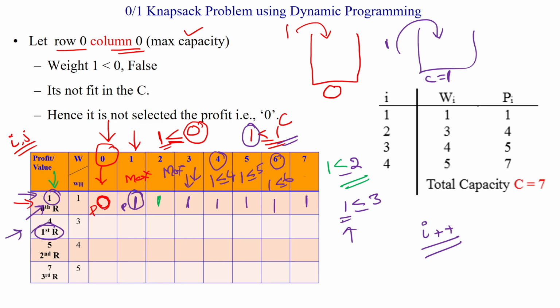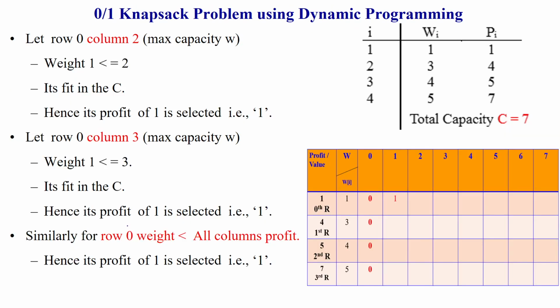Again, you see here the maximum weight of this column is 0, but the weight of the second product is 3, so 3 is less than or equal to 0, it is false. If it is false, we cannot select this second item in this column. If it is not selected, we already have the value here, and that value has to be written here. The profit from the previous row has to be written here. Like that, you are moving to the next column.